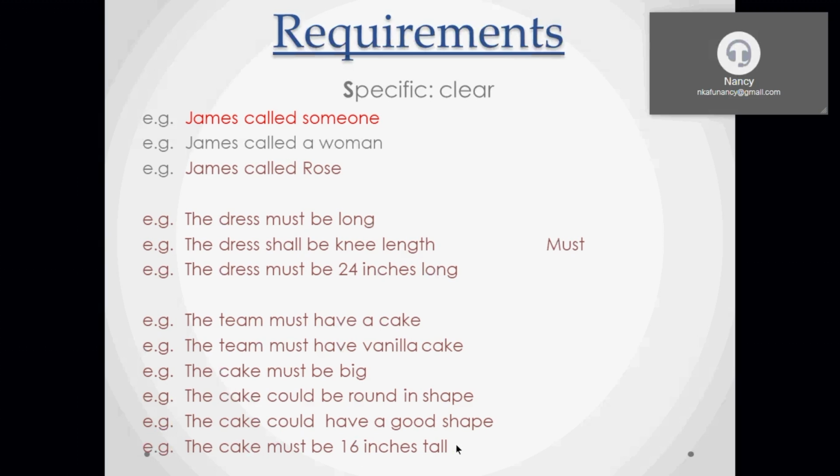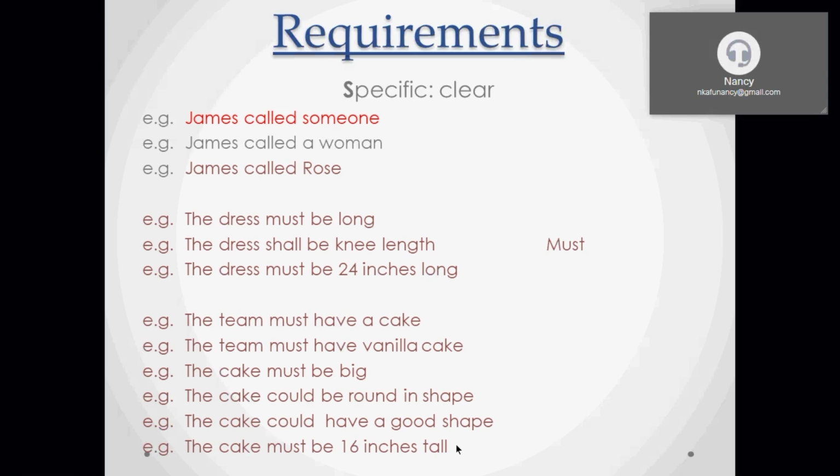So now another way is that you want the cake to have a good shape. What is the definition of your good shape? So that's why you have to be specific, because the cake could be round in shape, it could be oval, it could be circle, it could be rectangle.